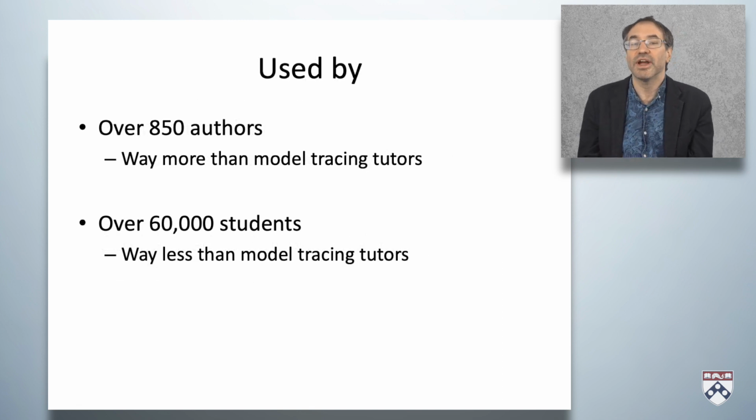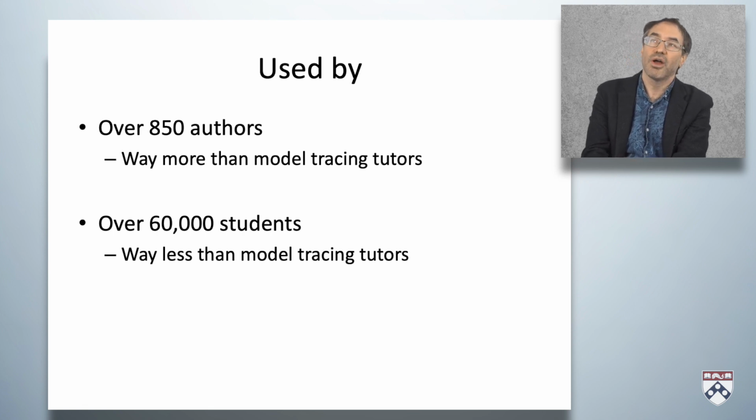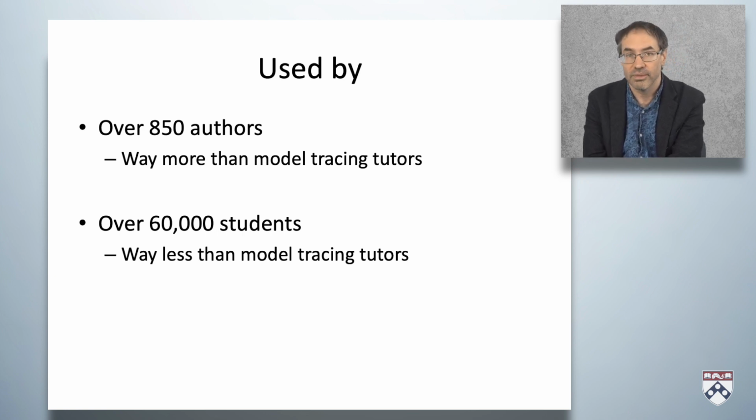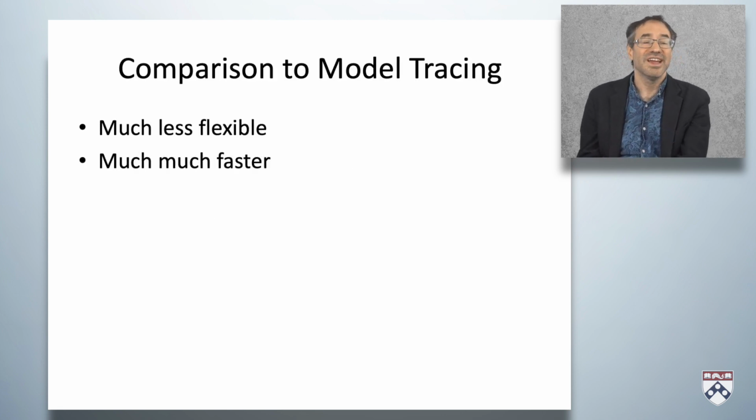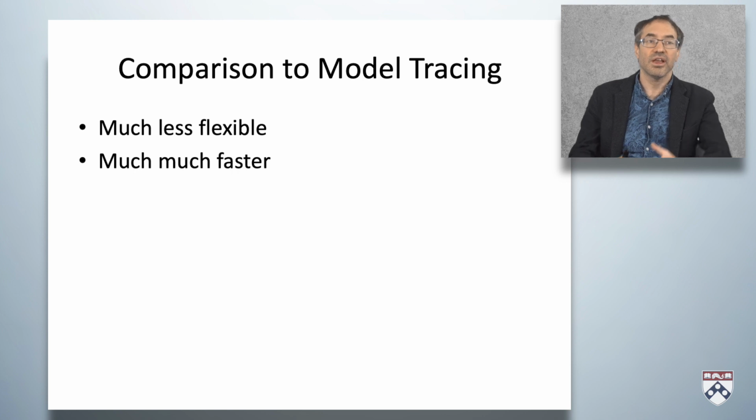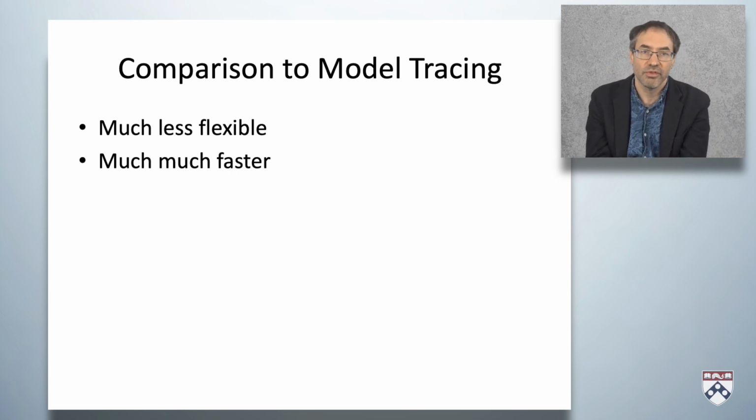It's been used by over 850 authors, which is way more than model tracing tutors, and the systems generated have been used by over 60,000 students, which is way less than model tracing tutors, because Cognitive Tutor, now Mathia, was generated by model tracing, and it has over 600,000 students a year. In comparison to model tracing, it's much less flexible. It can represent much less complex types of cognition, but it's much, much faster to develop.